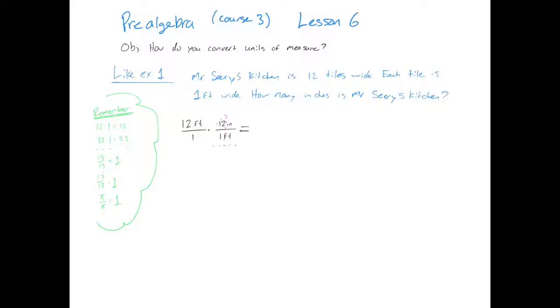So then our next step here is going to be 12 times 12, which is going to be 144, and then I'm going to have both units there: feet times feet times inches. My denominator is going to be 1 times 1 times feet.